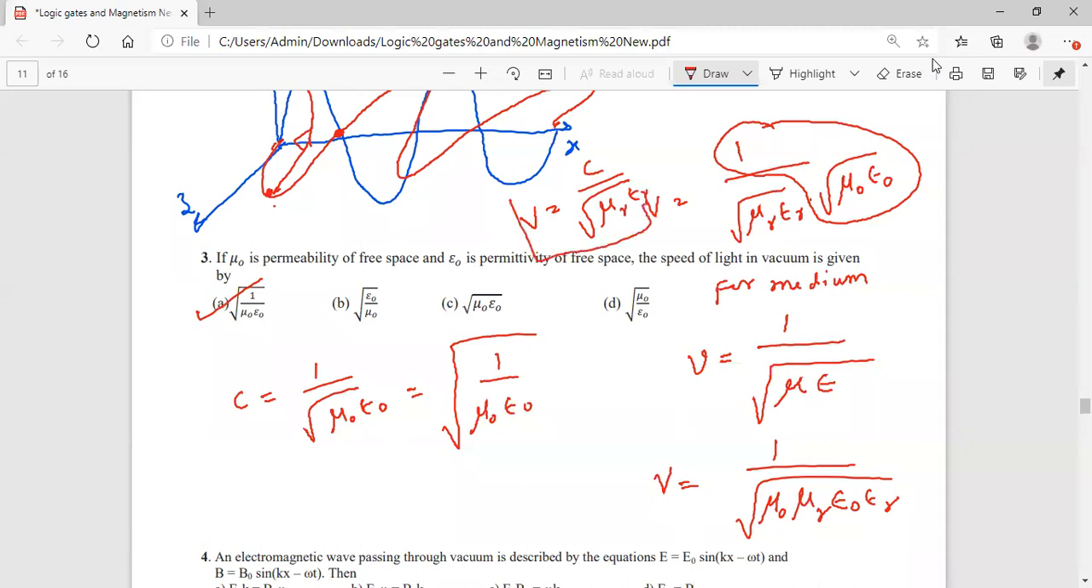This is another formula. V is equal to C divided by square root of mu r into epsilon r. That is the expression for speed of the light in a medium in terms of relative permeability and relative permittivity, where C represents speed of light in vacuum.